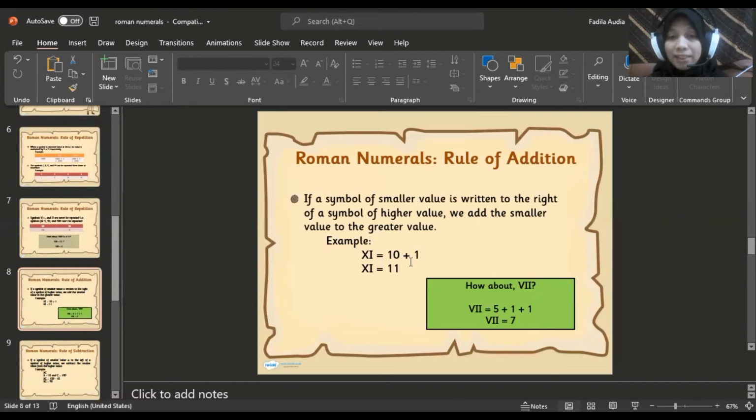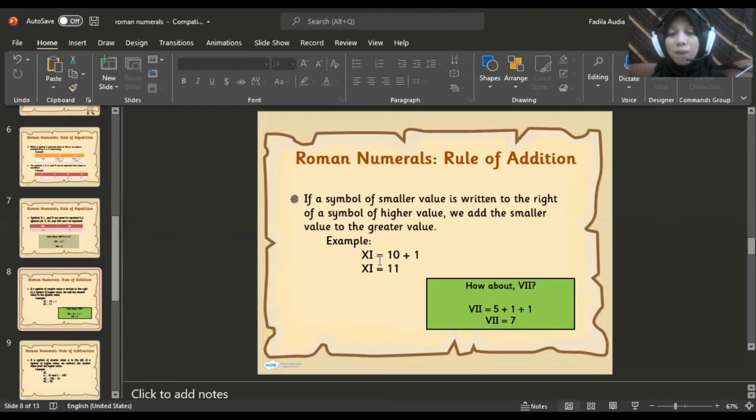We know that I is the smaller value and is written on the right side. So we add I to the X. X is equal to 10 and I is equal to 1. So 10 plus 1 is equal to 11. So XI is equal to 11.